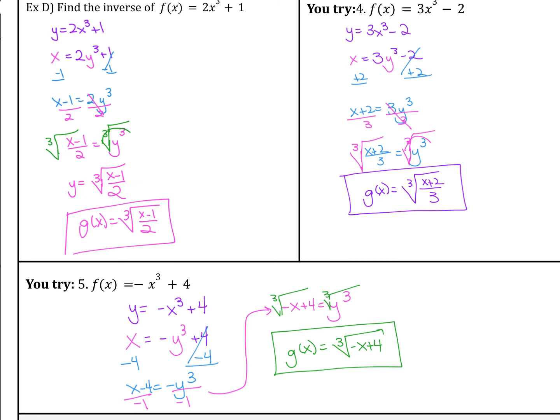So that one's a little different, so let me walk through that one real quick. So we change f of x to y, switch the roles, subtract 4 from both sides. Then you have negative y cubed equals x minus 4. So we want that y cubed to be positive, so we're going to divide by negative 1 in order to get rid of the negative so it's positive. So that makes it negative x plus 4. Then you cube root both sides to get rid of the cube on the y. And now it's just the cube root of negative x plus 4.